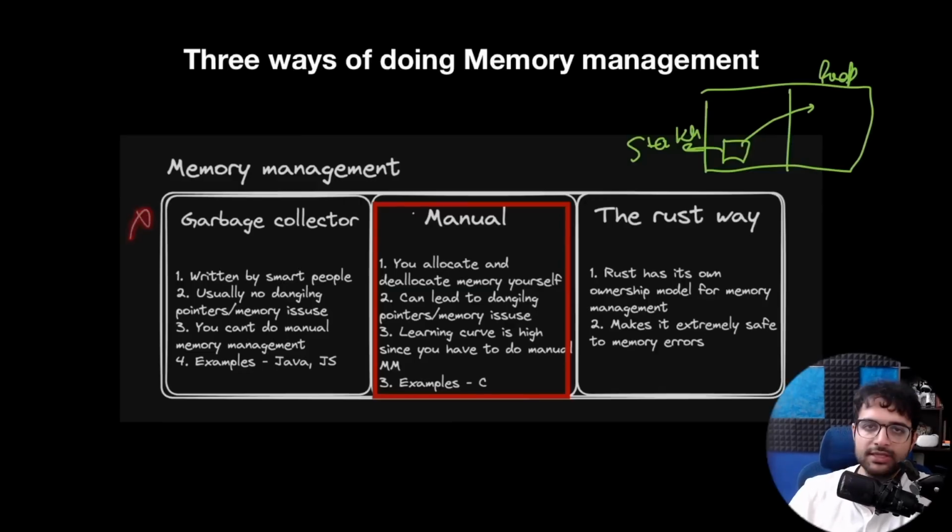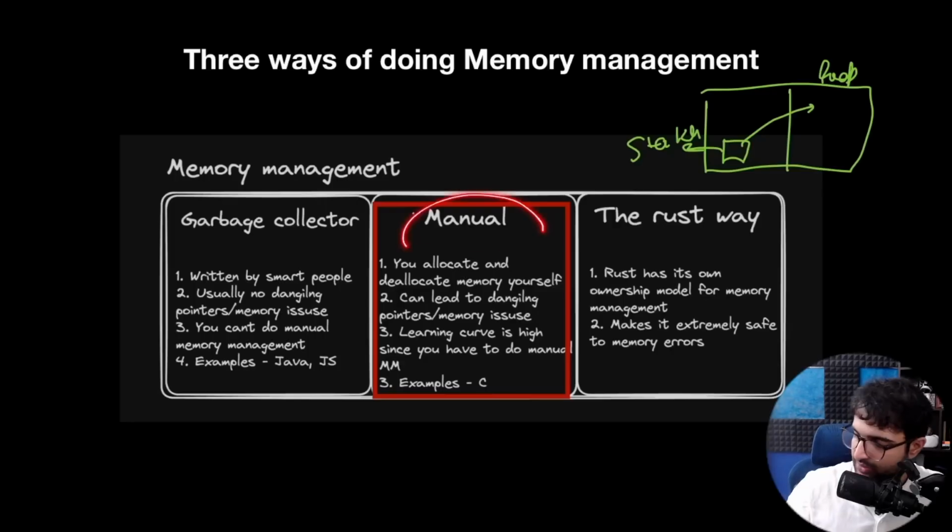So first is garbage collector. We're not learning that. Manual memory management. What is this? Okay, you allocate and deallocate memory yourself. The developer writes the logic to put data in here and remove data from here, read data from here. It can lead to dangling pointers and memory issues.